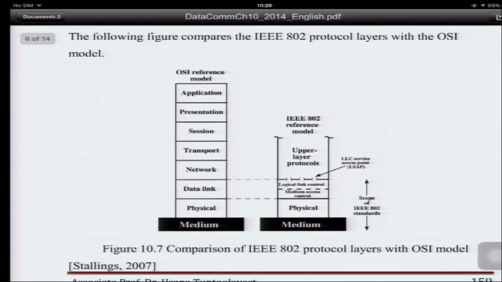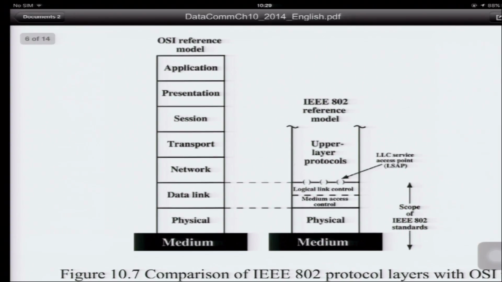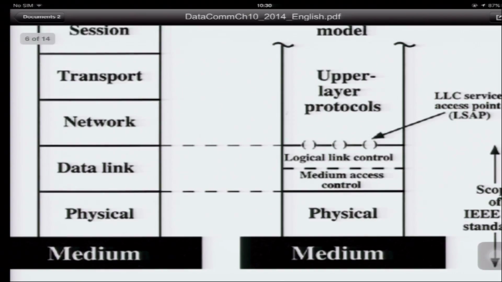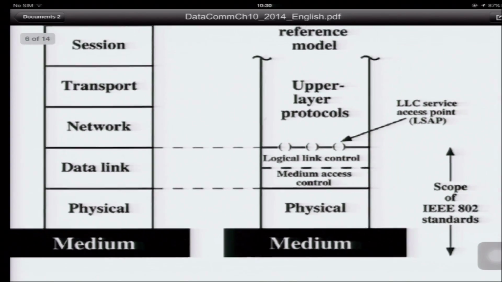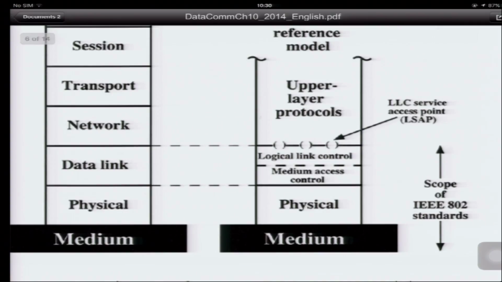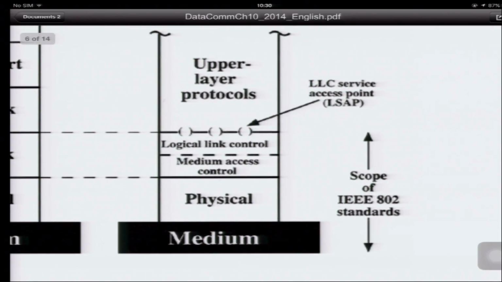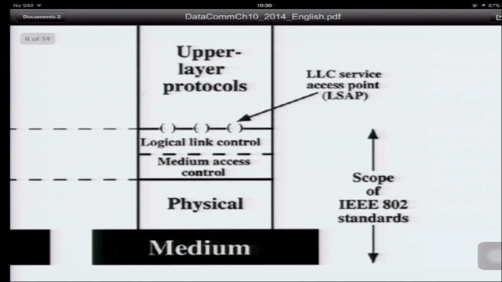Okay, now let's compare the layers architecture. For the OSI model, we have 7 layers, from the physical layer up to the application layer. For the 802 reference model, we divide the data link layer into the medium access control layer and the logical link control layer. So this is the scope of the 802 standards. It's just the medium up to the LLC.